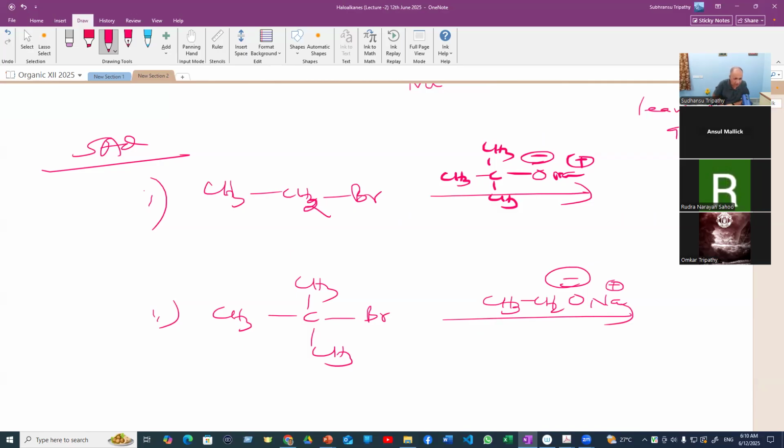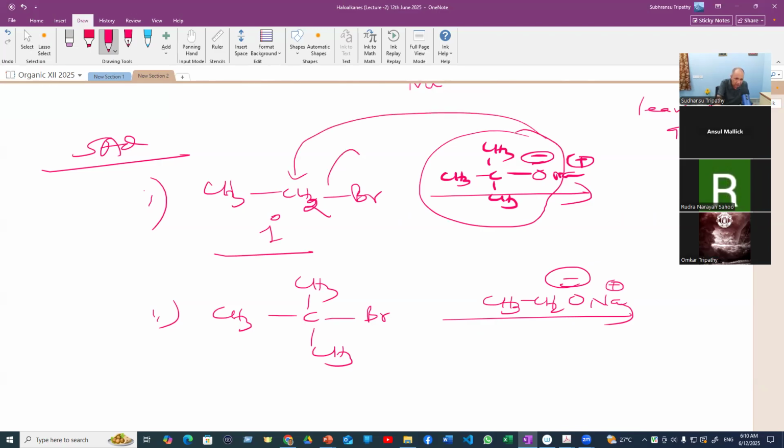Rudra, got it? Sir, data elimination. The first one is a 1-degree halide. I told you 1-degree halide with any strong base, alkoxide ions are strong base, it will go for SN2 mechanism and it will produce an ether. This is the Williamson synthesis that we are studying now. This will produce the ethyl tert-butyl ether. Yes or no? The ethyl tert-butyl ether plus NaBr. Forget about NaBr.